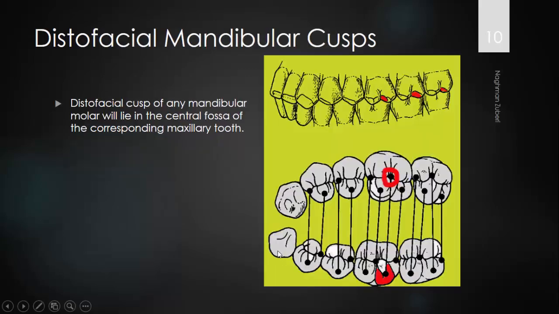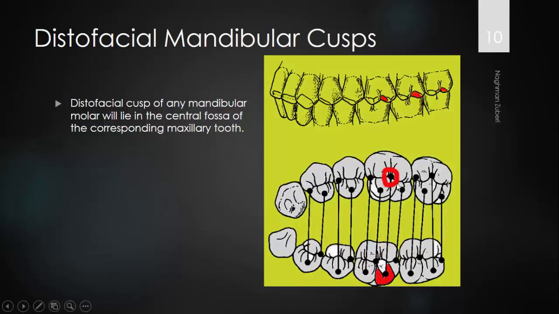Distofacial mandibular cusp. We can see the distofacial cusps over here. These red marks represent the distofacial mandibular cusps. The distofacial cusp of any mandibular molar will lie in the central fossa of the corresponding maxillary tooth. We can see it over here.